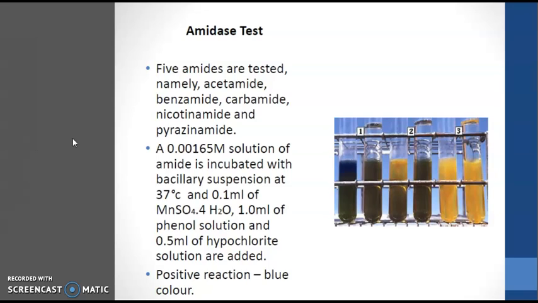The next biochemical test is the amidase test. Here, the ability to split amides is used to differentiate mycobacteria. A useful pattern is provided by testing 5 amides, namely acetamide, benzamide, carbamide, nicotinamide, and pyrazinamide. A 0.00165 molar solution of the amide is incubated with the bacillary suspension at 37 degrees Celsius, and 0.1 ml of magnesium sulfate, 1 ml of phenol solution, and 0.5 ml of hypochlorite solution are added. The tubes are placed in boiling water for 20 minutes, and a positive test is indicated by a blue color.